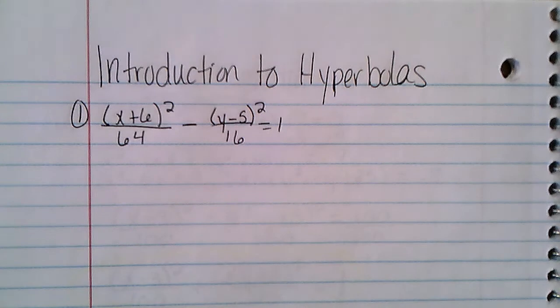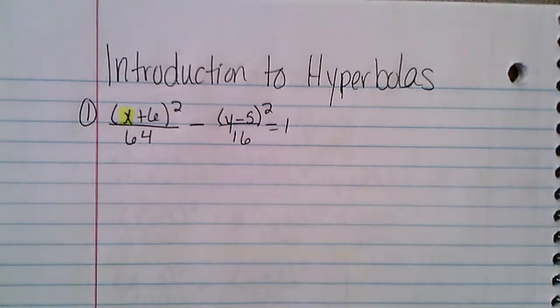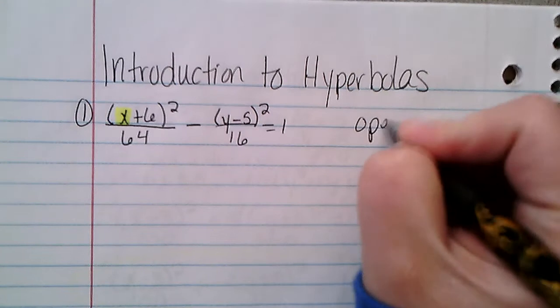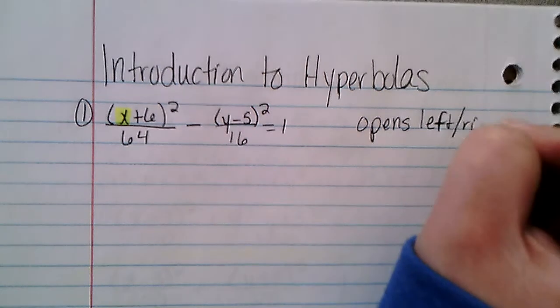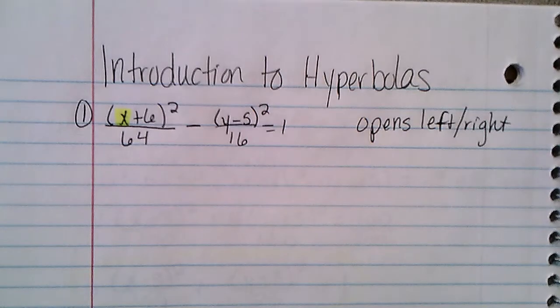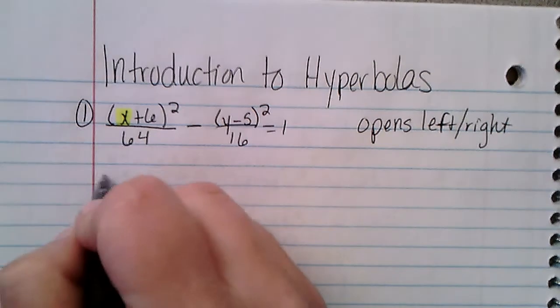How do you know, looking at the equation, which direction it's going to open? Well, it starts with the x value. So that means, and I'm going to make a note of this, that it opens left and right. Now, of course, we have Desmos. We could type this into Desmos, and I encourage you to do that to check your answers, to check your center, to check your vertices, to just check your work in general. So this opens left and right.